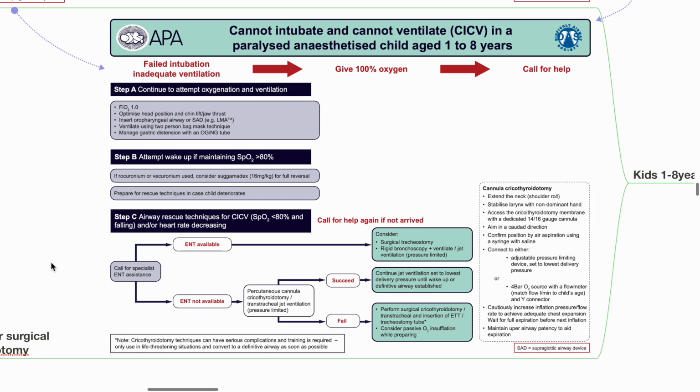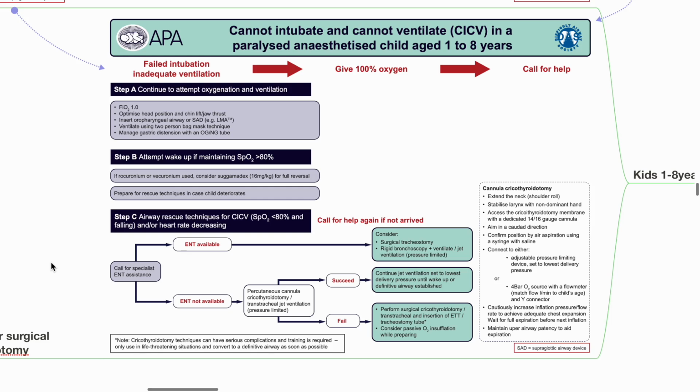If successful, continue jet ventilation set to lowest delivery pressure until wake up or definitive airway established. If failed, perform surgical cricothyroidotomy or transtracheal insertion of endotracheal tube or tracheostomy tube. Consider passive oxygen insufflation while preparing. Note that cricothyroidotomy techniques can have serious complications and training is required. Only use in life-threatening situations and convert to definitive airway as soon as possible.